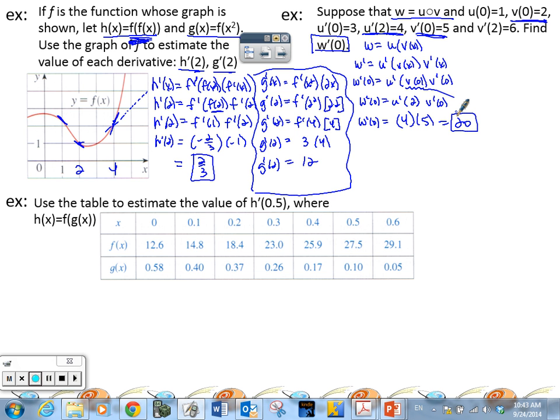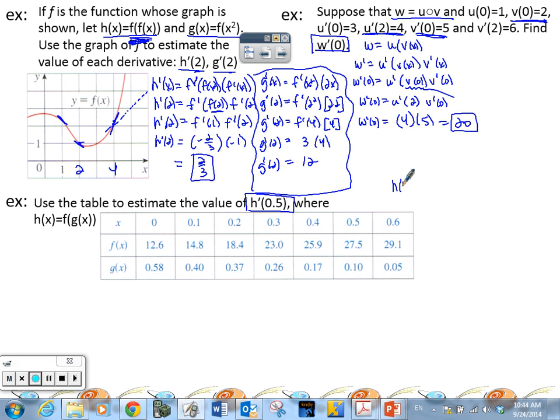All right, pretty straightforward. I know we've done problems like this before in different contexts. I think we did some product rule ones and quotient rule ones. Now we're doing chain rule. All right, the last one is where we're going to use a table to estimate the value of h prime of 0.5, so the derivative at 0.5.